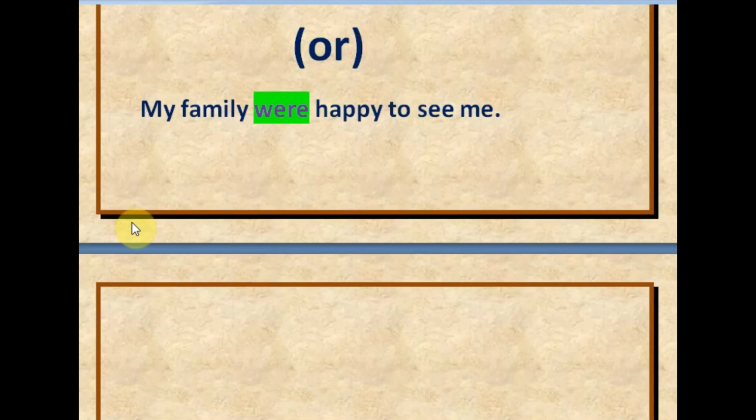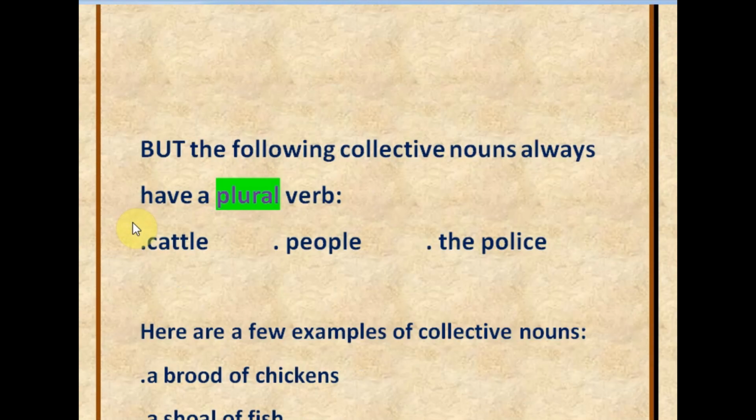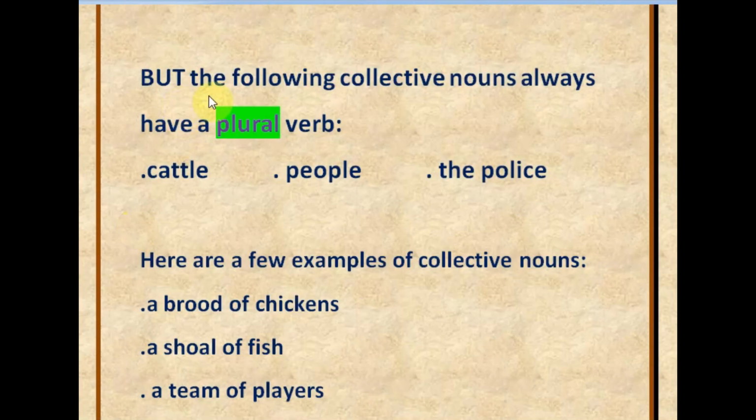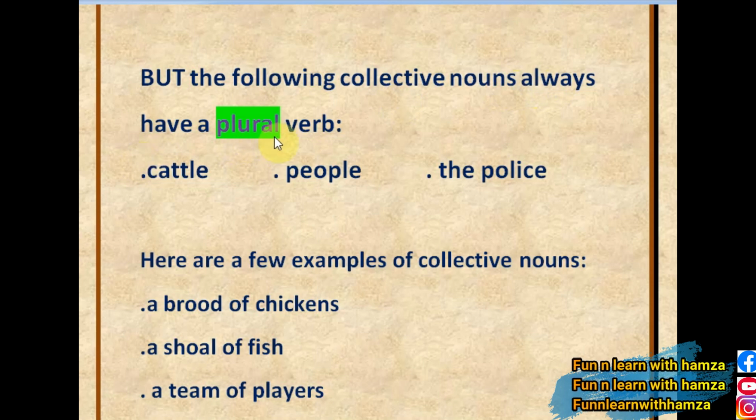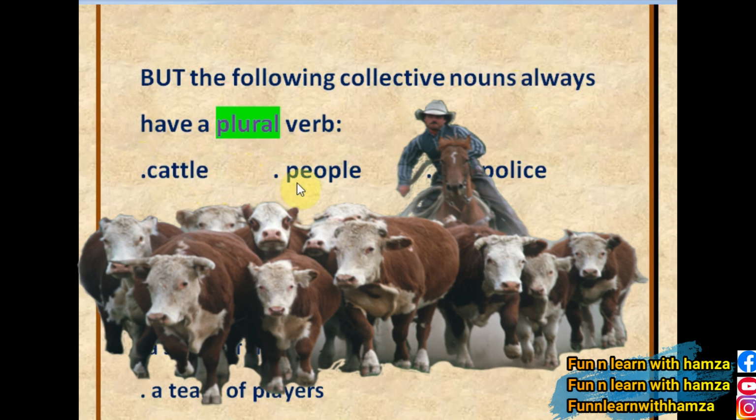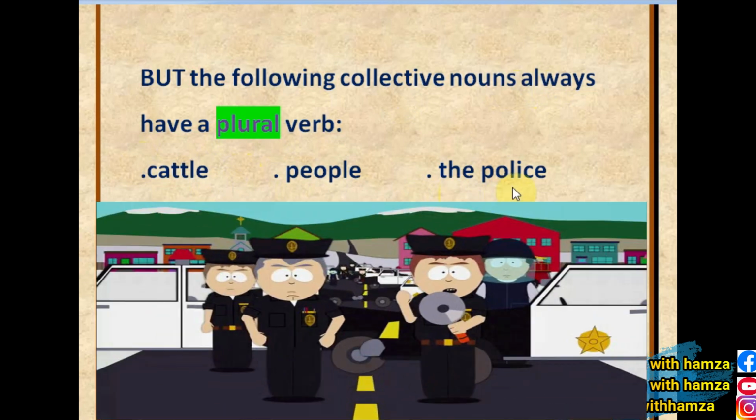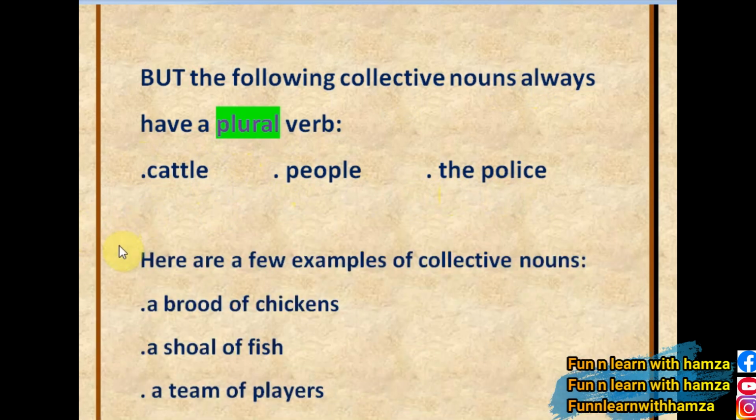But not all of them can be used like this. But the following collective nouns always have a plural verb, not a singular one. Cattle, people, the police. Let's do a few more examples to make things clearer for you.